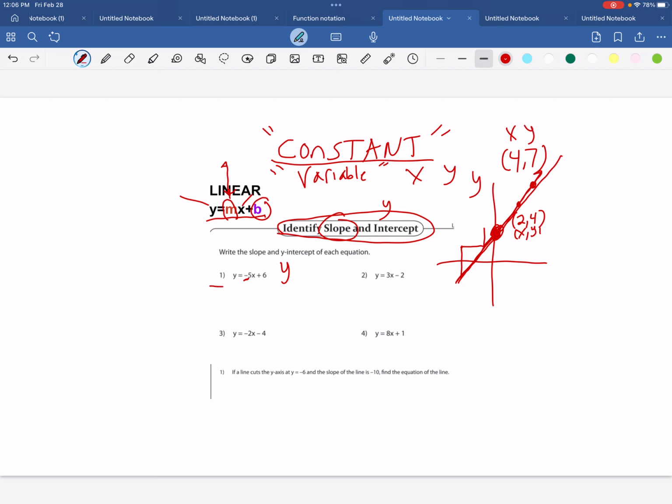So looking at these equations here, just identify the slope and y-intercept. In this one, we use m for slope. The slope is -5, and the b, or the y-intercept, is 6.